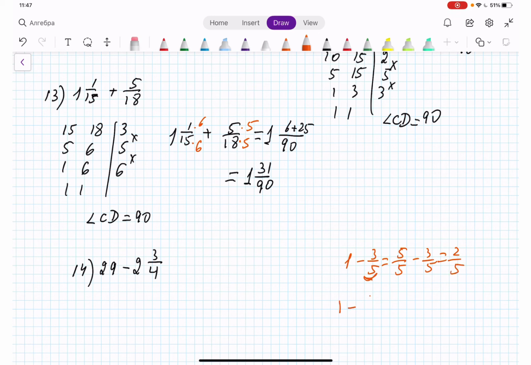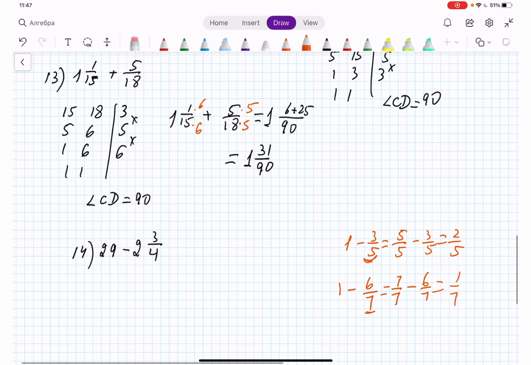1 minus 6 over 7. Since 1 I'm representing as 7 over 7, the denominators are the same. Minus 6 over 7, which is 1 over 7. The shortcut in this case, in subtracting from 1, is: 5 minus 3 is 2, and 5. 7 minus 6 is 1, and here is 7.